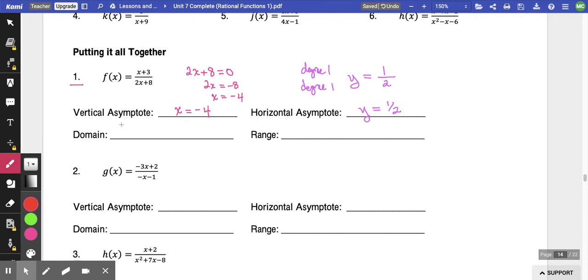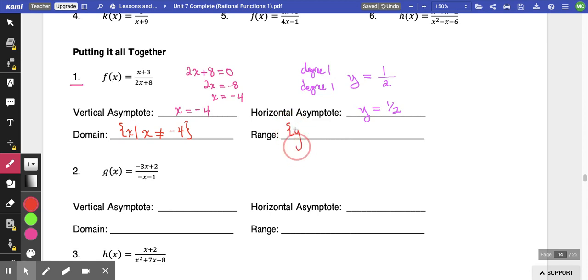The domain for these rational functions is going to be all real numbers except for those that a vertical asymptote occurs at. So we would say x such that x does not equal, and then I just look at my vertical asymptote. So x cannot equal -4. So algebraically, the reason for that is an x value of -4 makes the denominator equal 0, and we know that we can't have a 0 denominator.